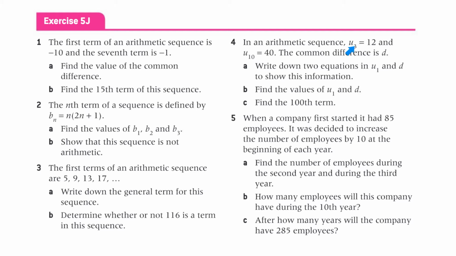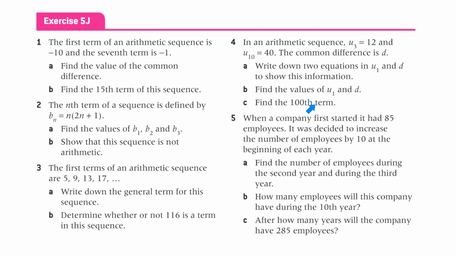So Un would equal U1 plus n minus 1 d. So that's U3, and U3 is 12. So 12 equals U1 plus 3 minus 1 d, which is 2d. So we can write down that 12 equals U1 plus 2d. That would be one of them, and then you have to find another one using U10. Then we've got 2 unknowns, and we've got 2 equations from A, so we can find them. If we've got 2 unknowns in 2 equations, we can find them, either through substitution or by elimination.